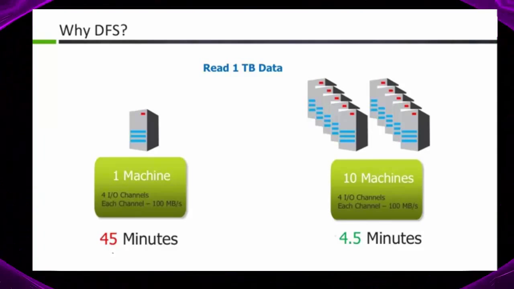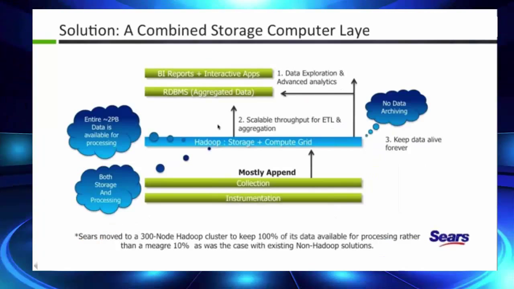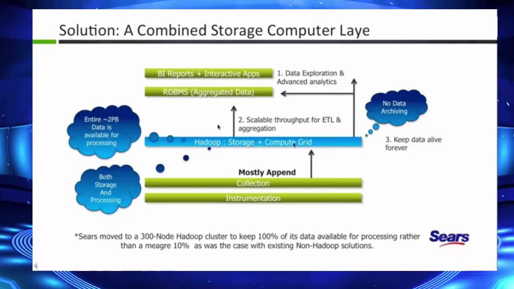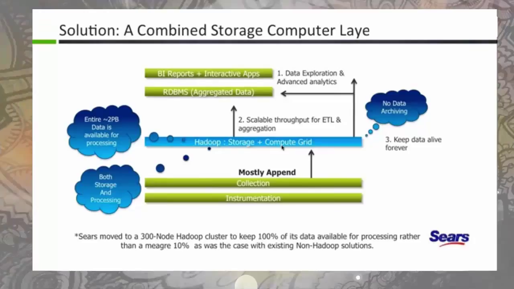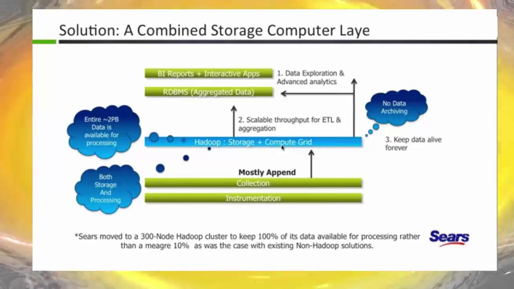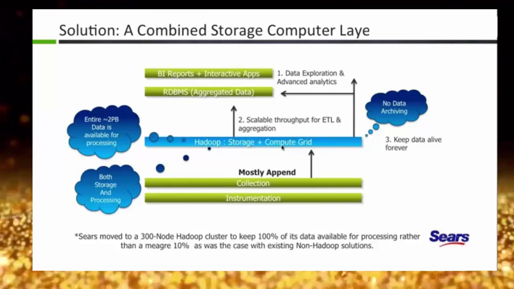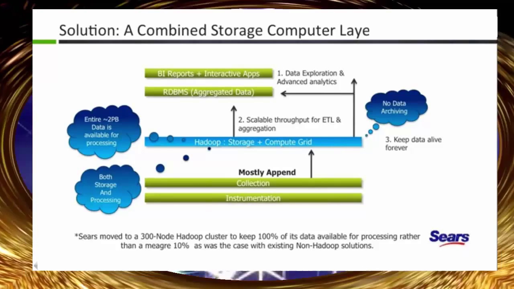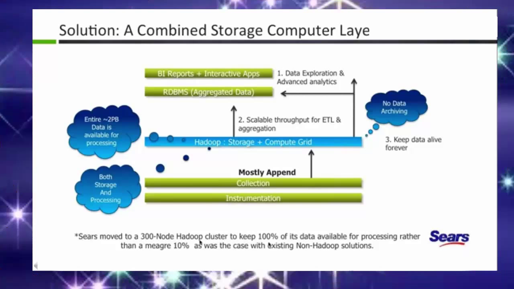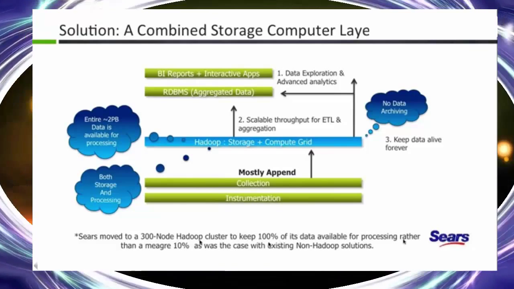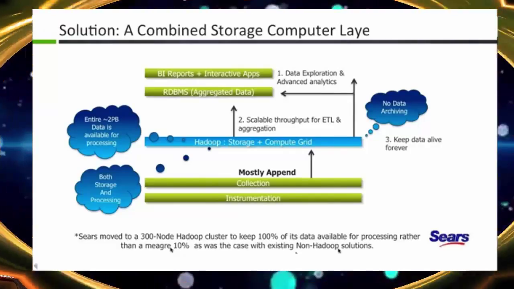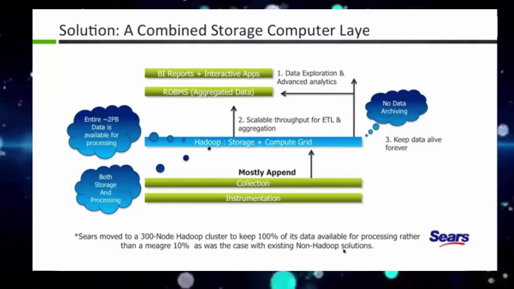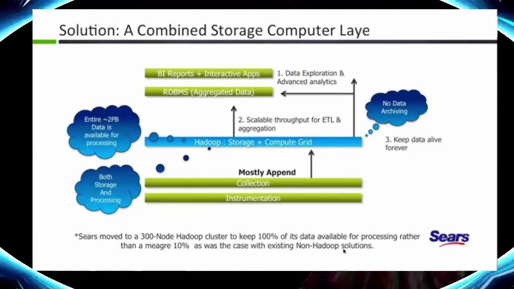Coming back to the same slide, if you had a normal storage, why do we archive all that data? Because it is not humanly possible to read that. It is not possible to read that data at a fast rate, right? So if you had to do that analysis, the importance is that the analysis should be done at a very fast rate. In case of Sears, they have moved to a 300 node Hadoop cluster, to keep 100% of its data available for processing rather than a meager 10%, as was the case with non-Hadoop solutions. So what Hadoop does is it can distribute the data, and you can read data in parallel from Hadoop.